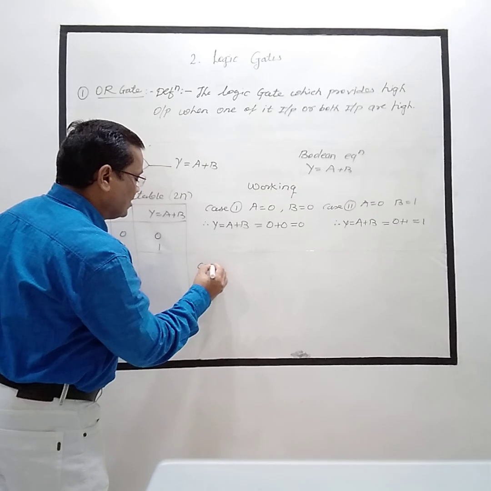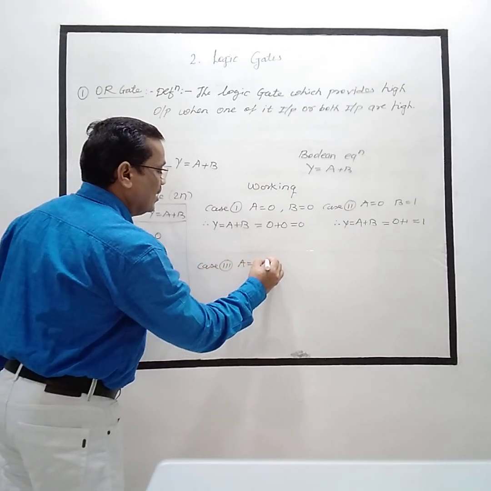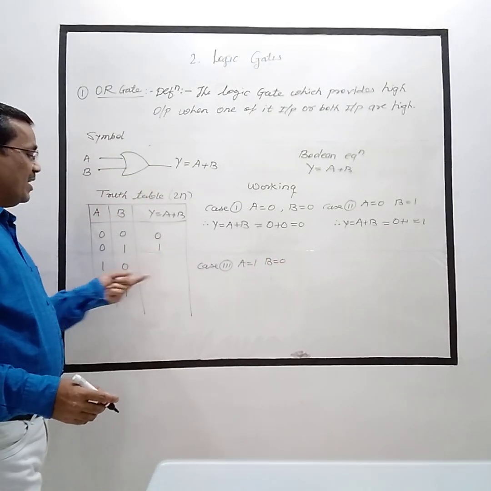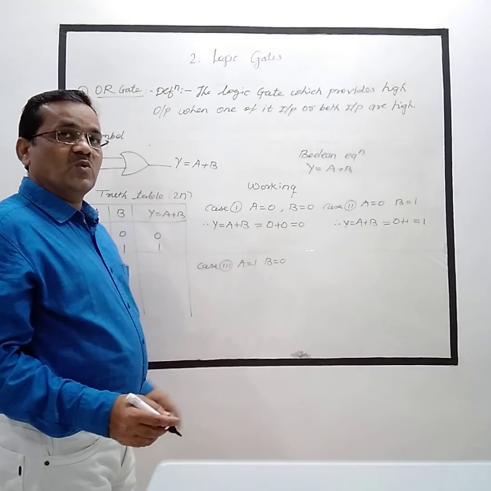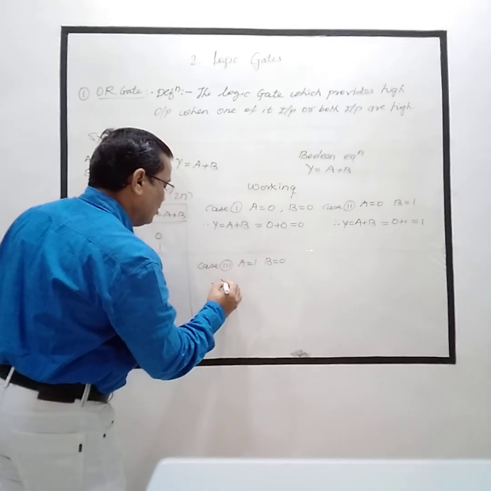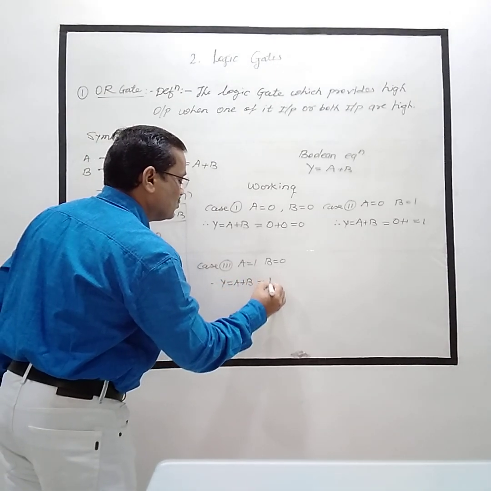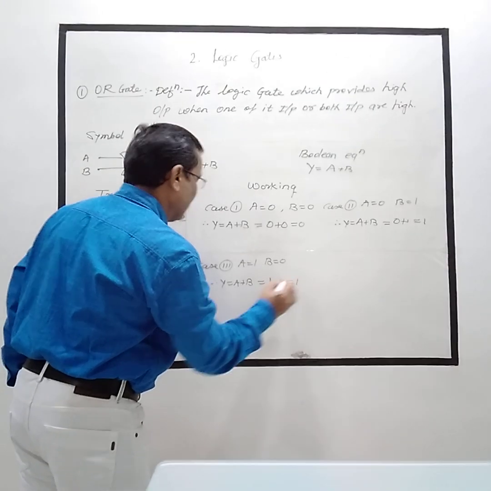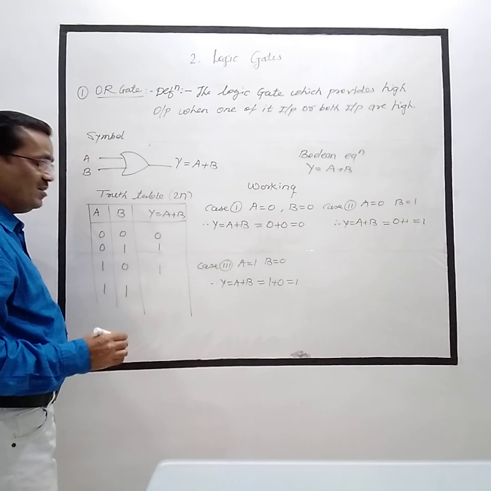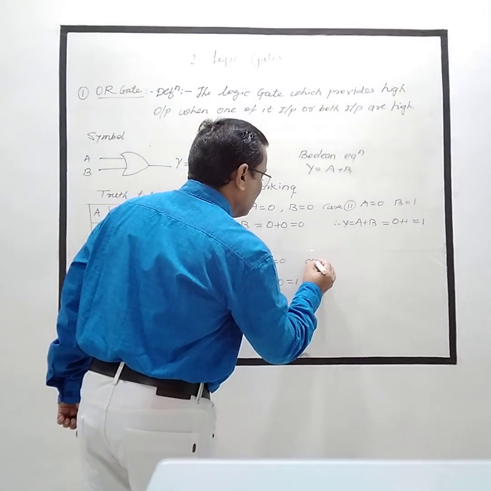Now in case number 3, A is equal to 1, B is equal to 0. See here, when A is equal to 1, B is equal to 0, then write down the Boolean equation Y is equal to A plus B, that gives 1 plus 0 which is equal to 1. So in the third case, third possible combination, the output is 1. Now the last one, case 4.